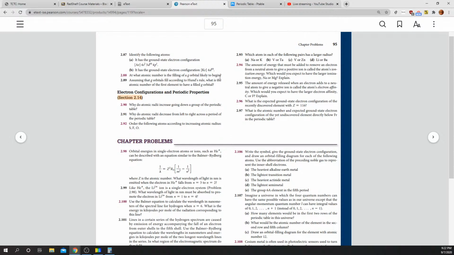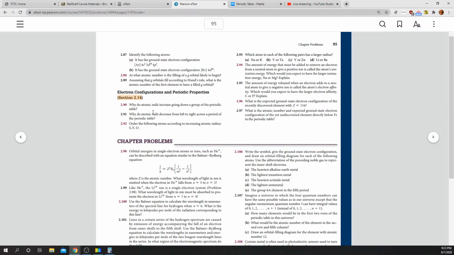All right, next problem. That was 88. So next up is 90. Why do atomic radii increase going down a group? That's because every step you take going down is a step out in energy. A step down is technically a step up in energy, so you're going out in energy level. That's why they get bigger. A higher energy level is literally further away from the nucleus.